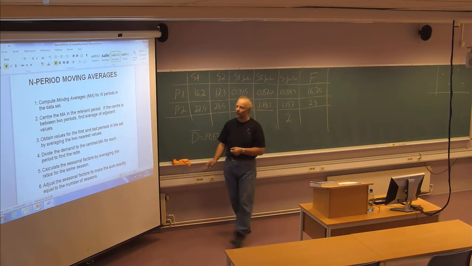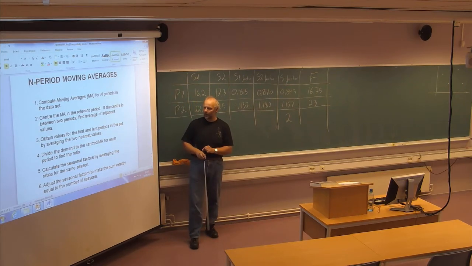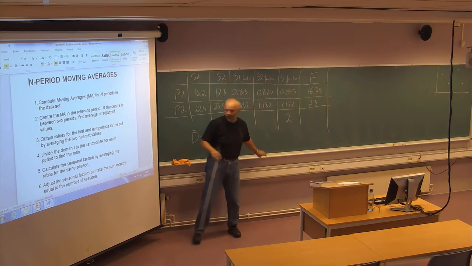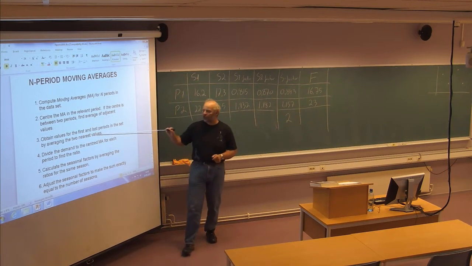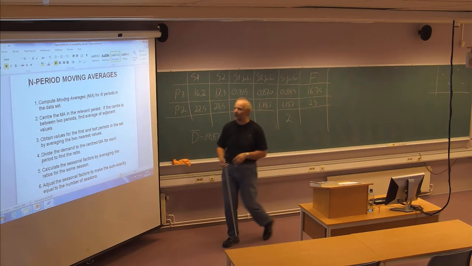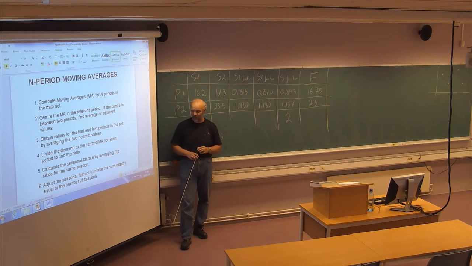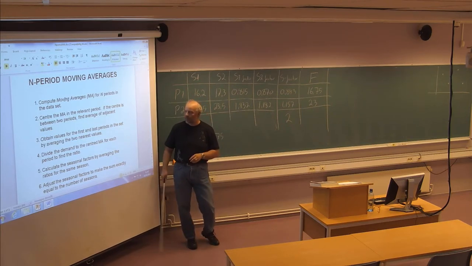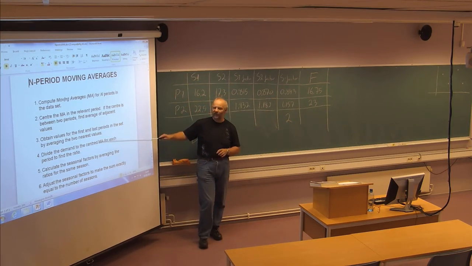First, you should compute the moving average for n periods in the data set. Then you should center it, find the center point for these moving averages. I will go through this in an example in a short while. Just read through all the points there first. Then obtain values for the first and the last periods in the set by averaging the two nearest values, because when you center the moving average, you don't have actual values for the first and the last periods in the series.